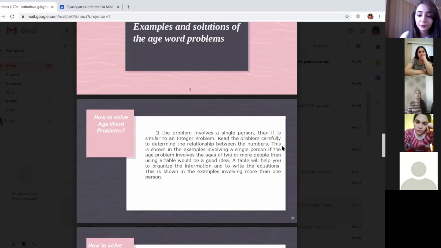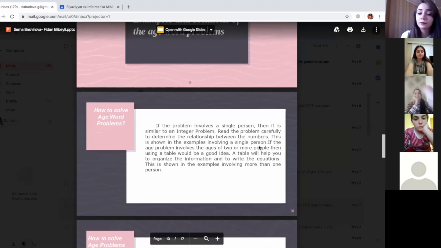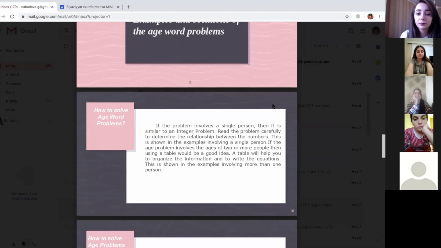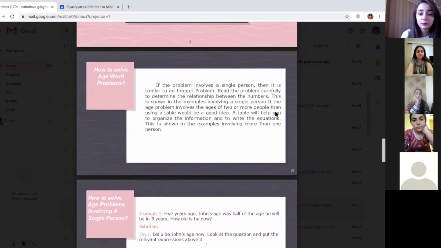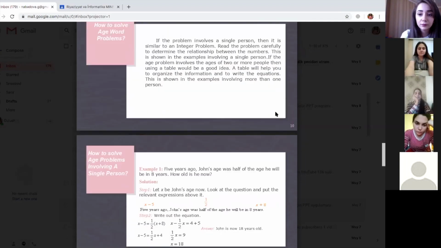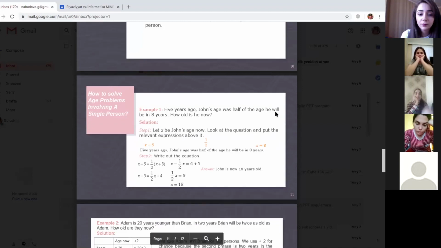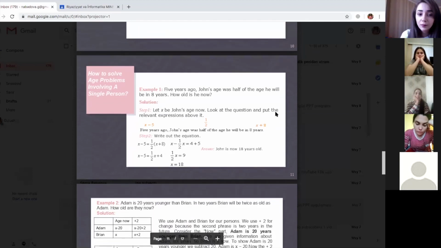If the problem involves a single person, then it is similar to an integer problem. Read the problem carefully to determine the relationship between the numbers. This is shown in the examples involving a single person. If the age problems involve the ages of two or more people, then using a table would be a good idea. A table will help you to organize the information and to write the equations. This is shown in the examples involving more than one person. Examples are more important in these topics.